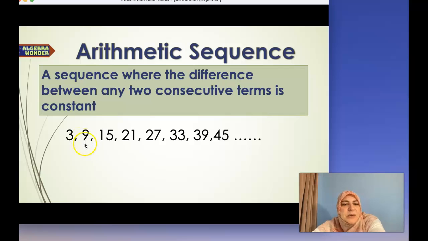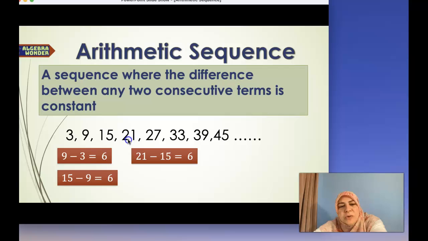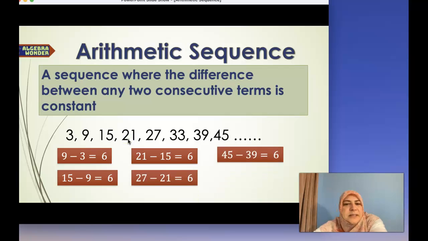What does that mean? In this pattern, we started with 3 stars, and then we have 9 stars, we have 15 stars. So we're adding 6, as you can see here. So the difference between any two consecutive numbers, meaning after each other. So 3 and 9 are consecutive terms, 9 and 15 consecutive terms, 15 and 21 consecutive terms. If you get the difference between any two consecutive terms, you get a constant number.